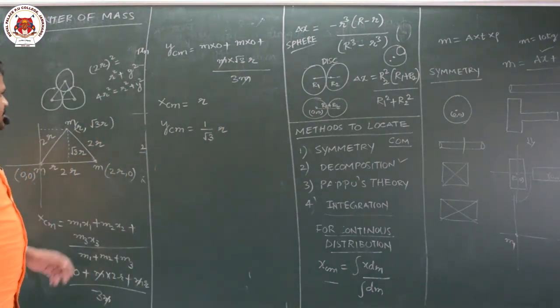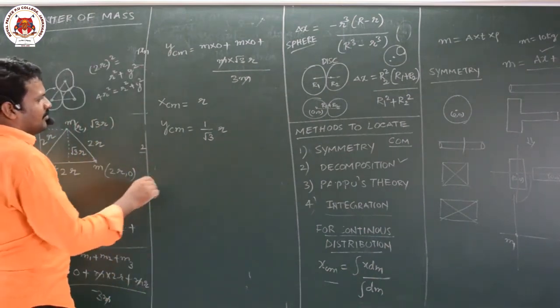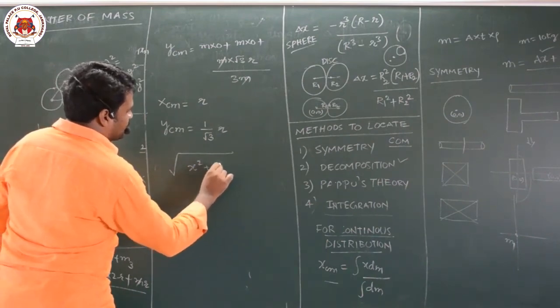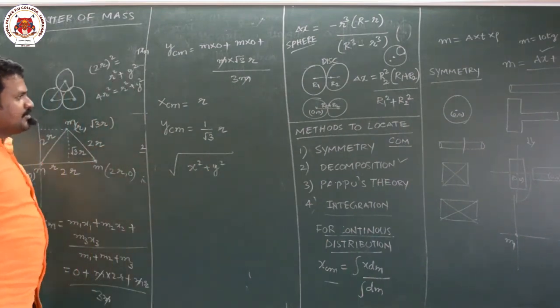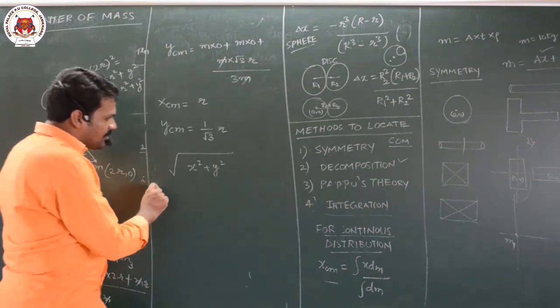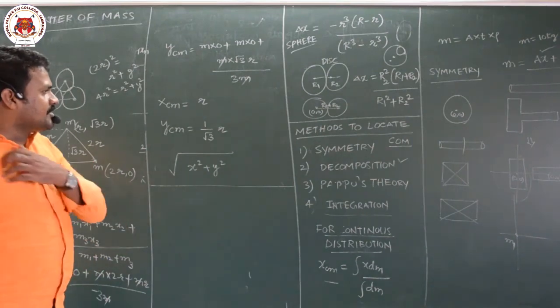Okay, this is how you have to calculate center of mass. If they ask for the distance from the center, you can calculate root of x square plus y square. This is the condition. So this is how you have to solve center of mass problems. Then you can start solving problems.